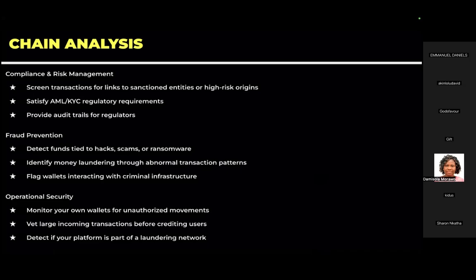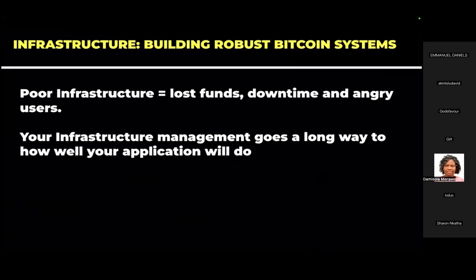You might not know, but at least eventually you know and you know what to do to it, which makes it good for you. So infrastructure, building a good Bitcoin system is something strenuous. It's not a one-way thing. It's not something that you just read in the book and then this is how they do it. I already know. No, it doesn't work that way. And the bad thing about it is poor infrastructure just means you are going to lose money.